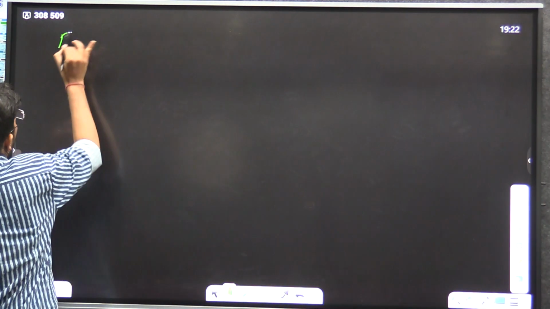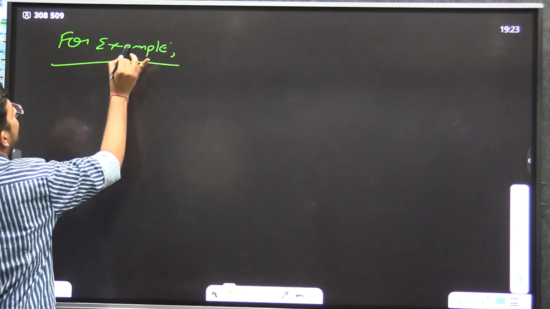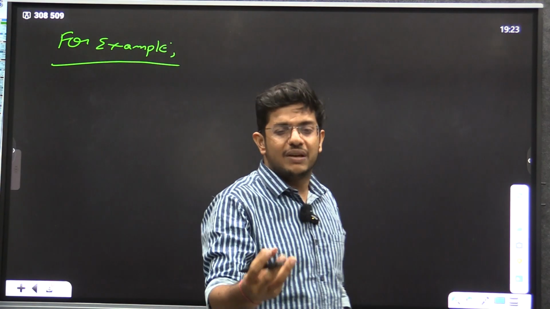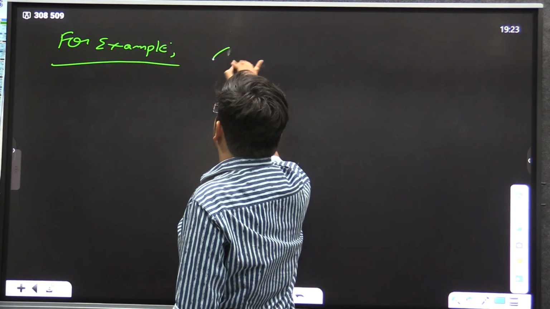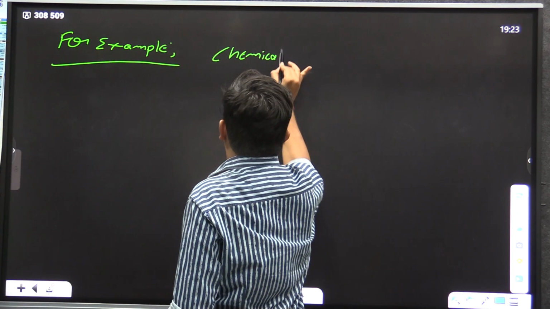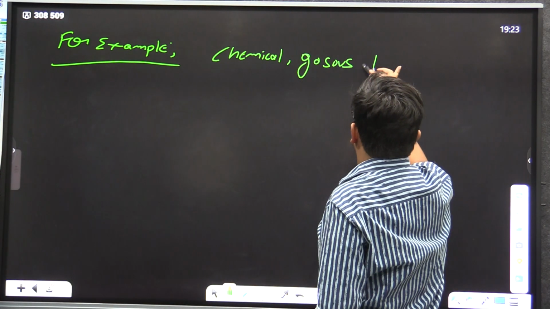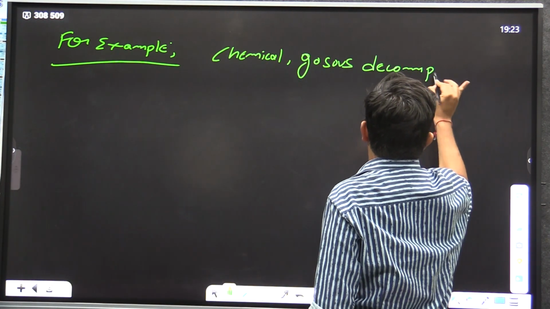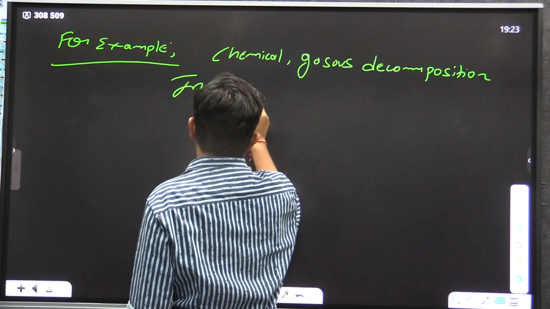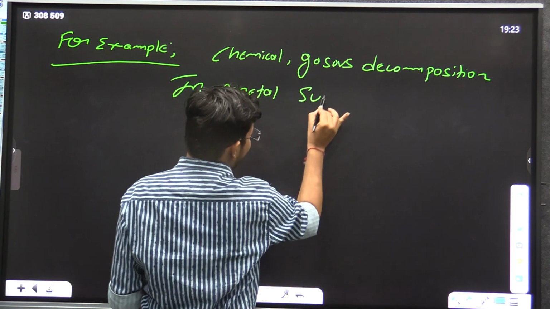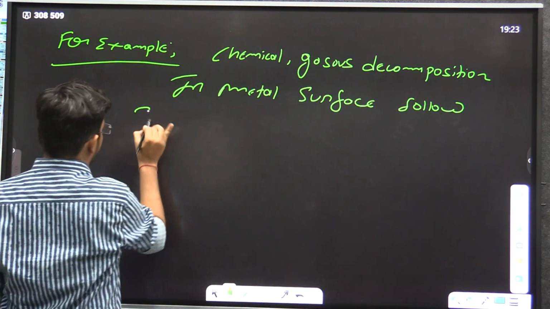Now, for example, there are a few examples observed in chemistry for zero order. Some reactions, that is chemical decomposition, gaseous decomposition on a metal surface, follow zero order kinetics.